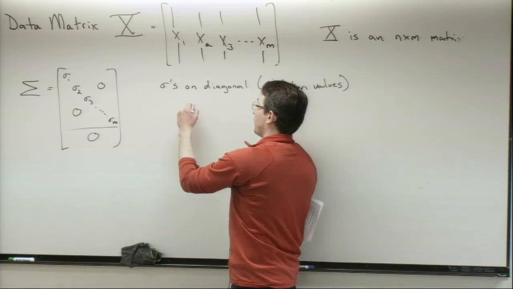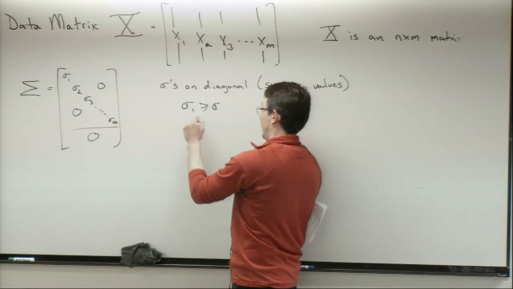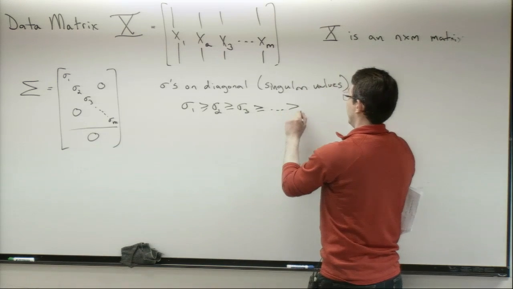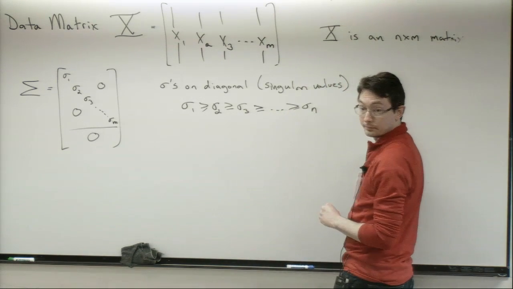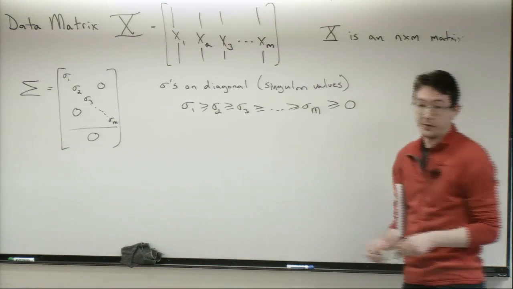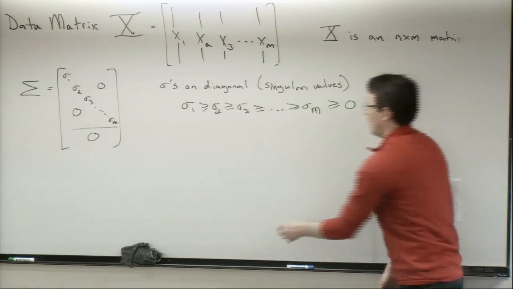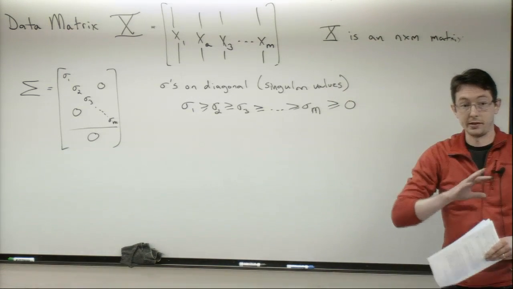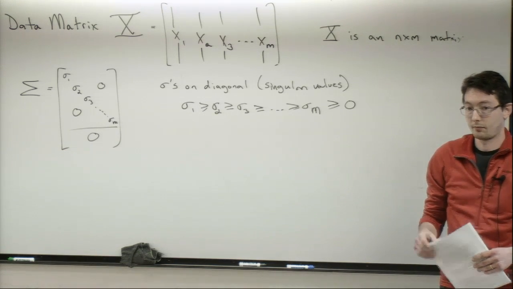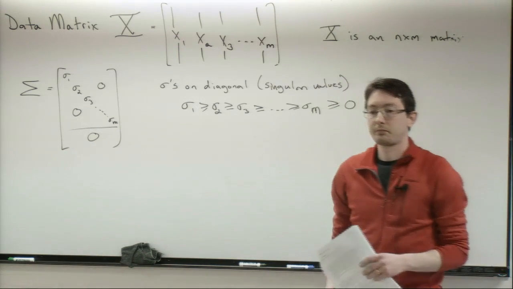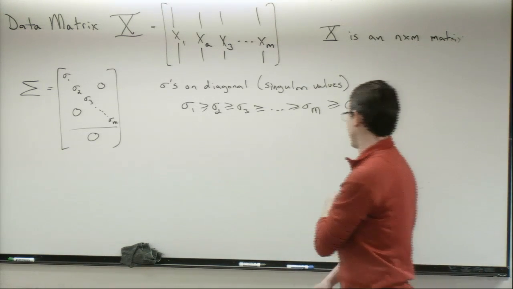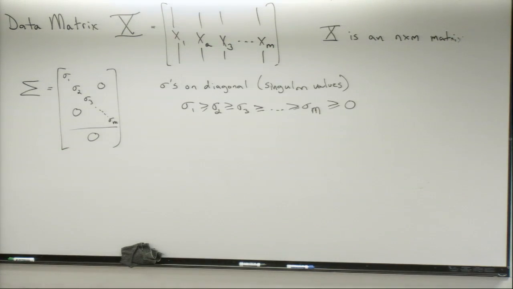And they have the really, really important property that sigma 1 is bigger than or equal to sigma 2, which is bigger than or equal to sigma 3, all the way down to sigma m. And they're all greater than or equal to 0. They're all non-negative, and they're in descending order from biggest to smallest.